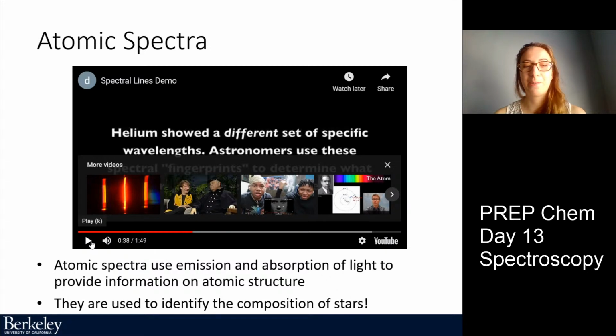Okay, so I'll just show 2 of them, but if you're curious, this video shows a bunch of other elements, and they all have different atomic spectra, and they're kind of cool to look at to see all these colors that actually happen from these atoms.